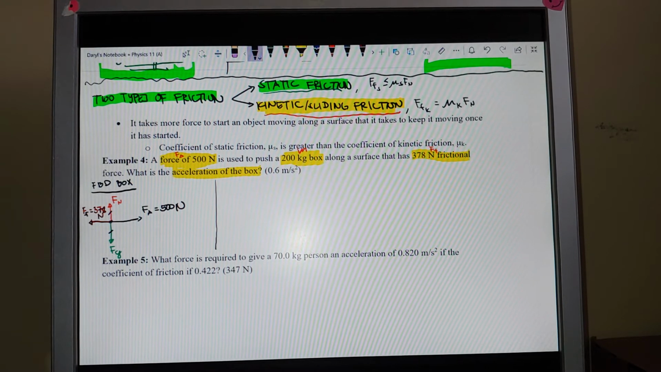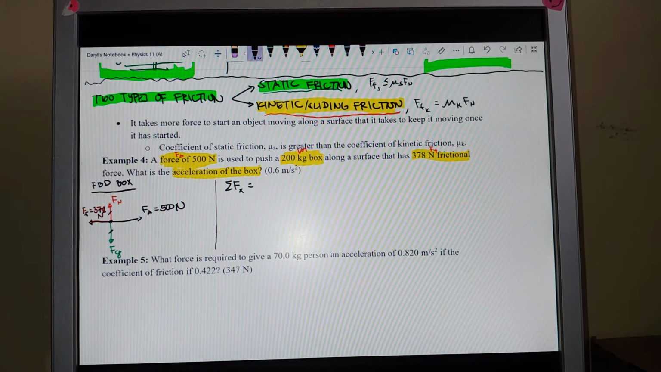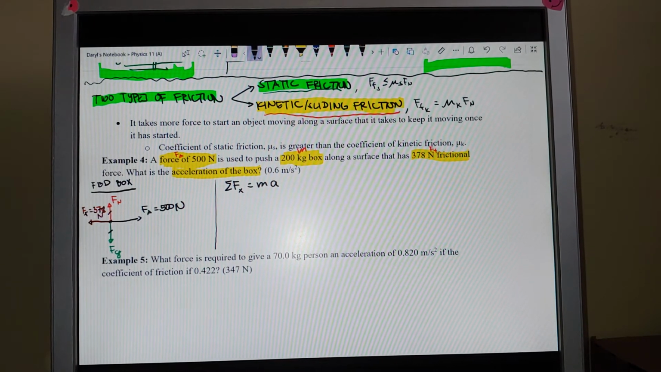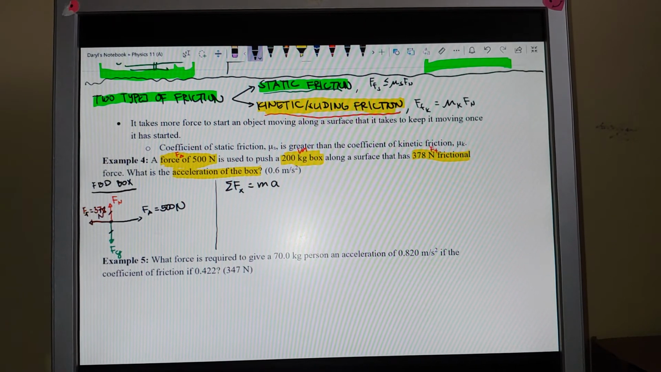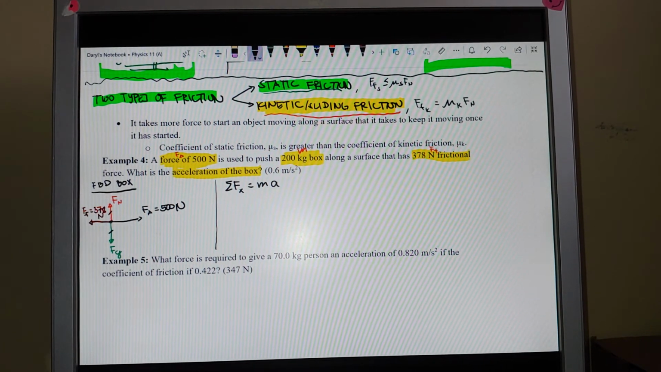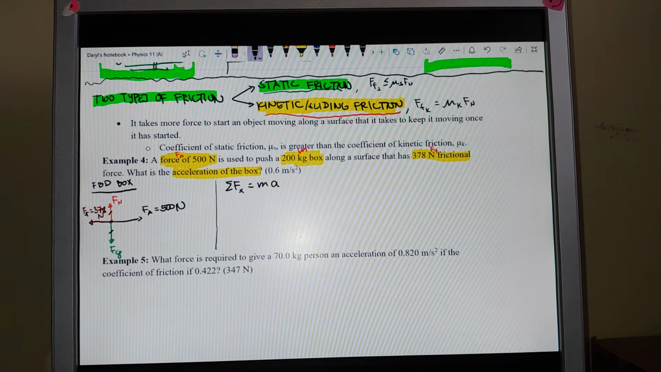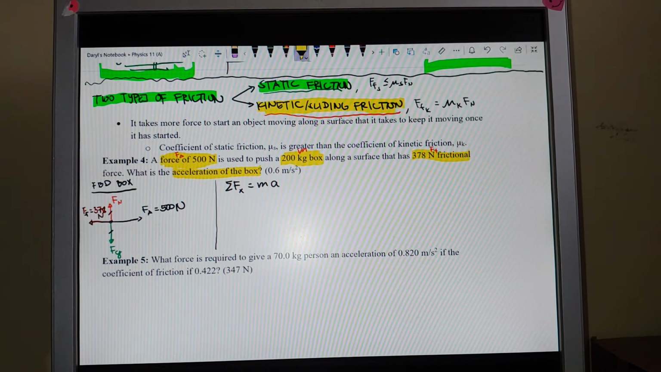So I can use that the net force along x would just be equivalent to the mass of the object times its acceleration. Remember that the acceleration that exists in this particular case is just along the x-axis. Again, normal force and gravity are equal in magnitude, so therefore the acceleration along y, or the vertical acceleration, is equal to 0. So the acceleration is just along the x-axis.